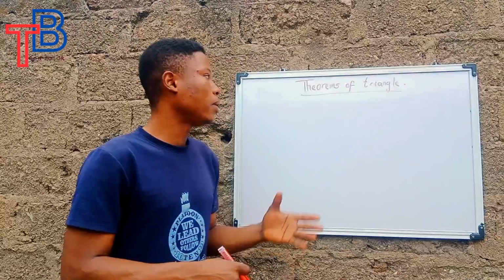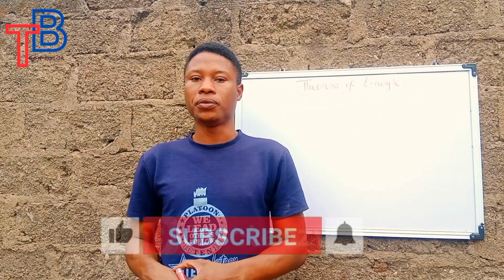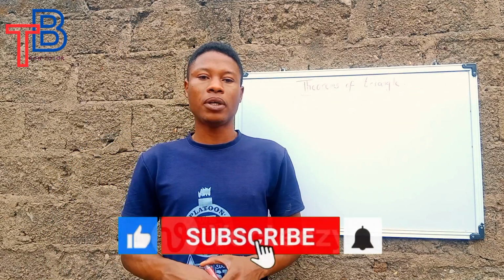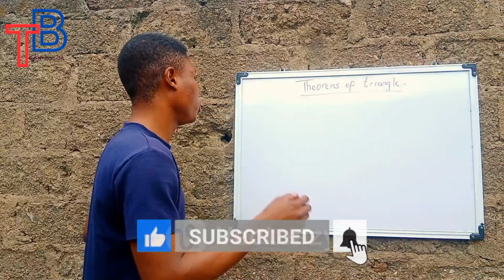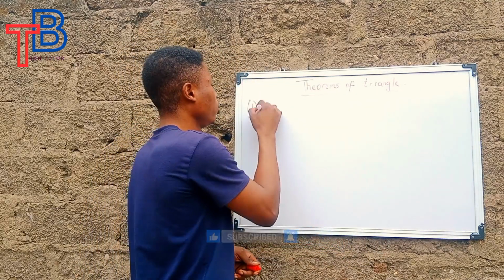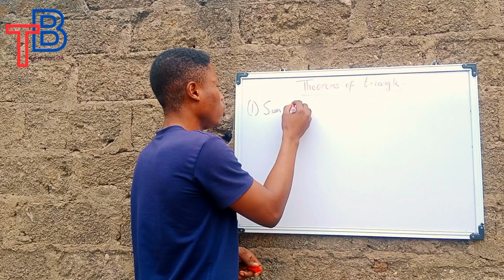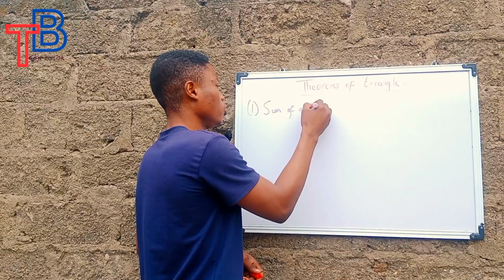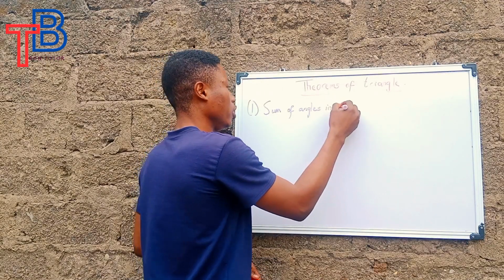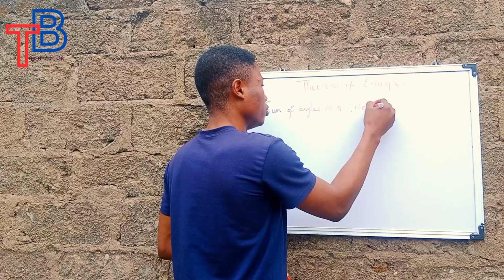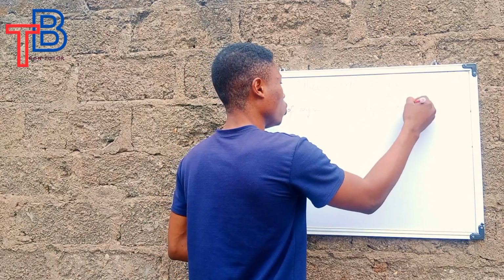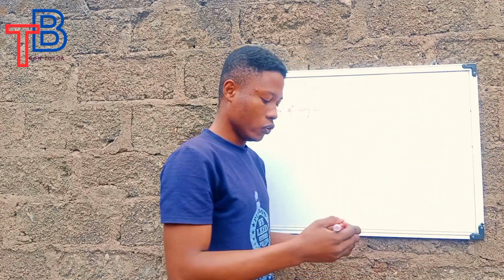Today, we'll be talking about theorems of triangle. And the first theorem we'll be talking about today is most popularly known as the sum of angles. Sum of angles in a triangle is 180 degrees.